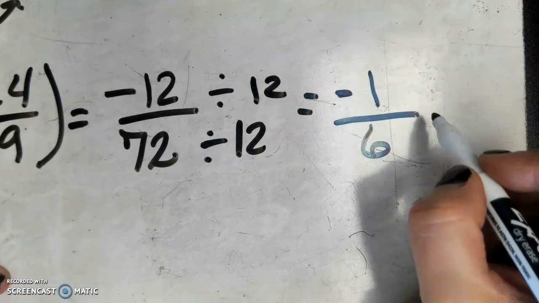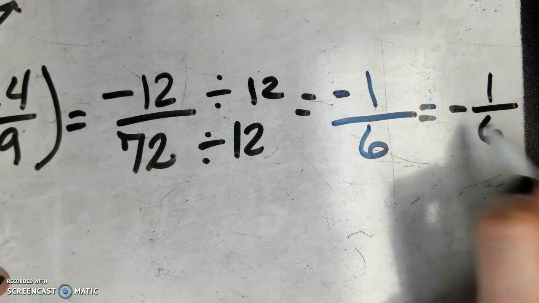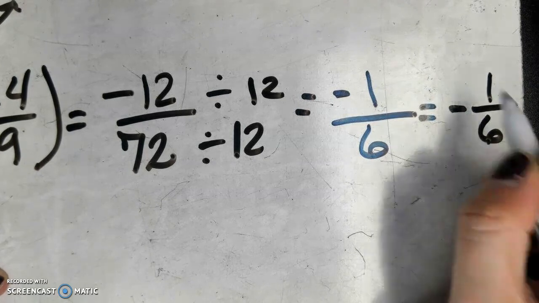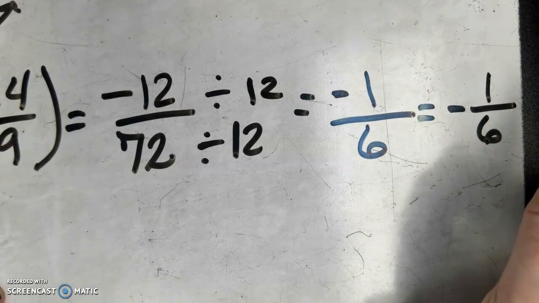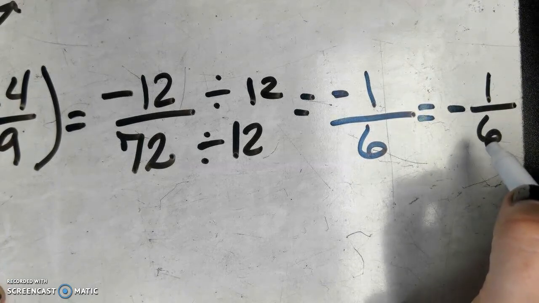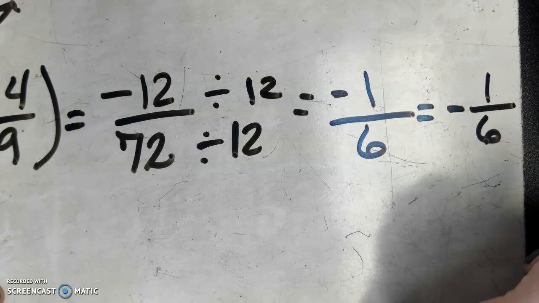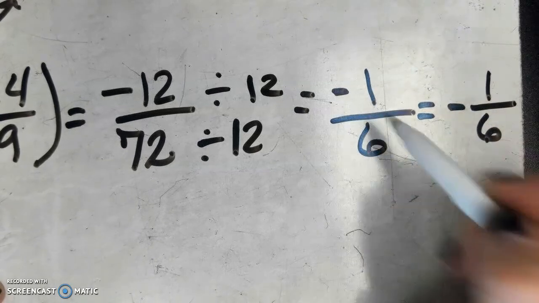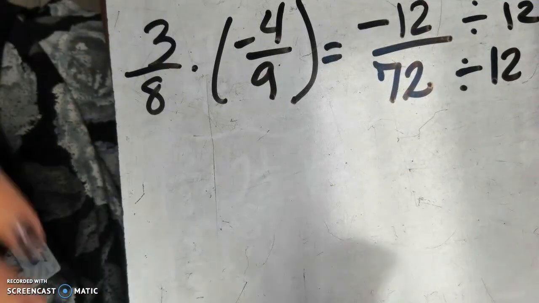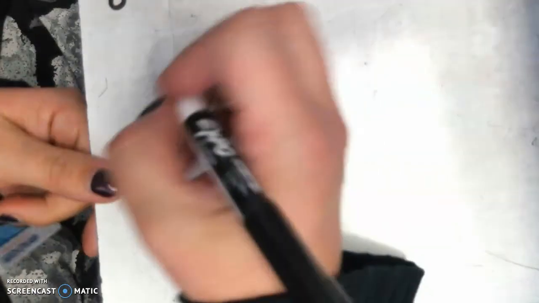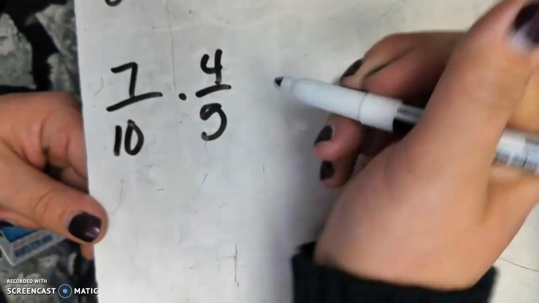Remember on this, I could write this as negative 1/6, with the negative out here in front. Either of those is acceptable. If you have the negative on the bottom, that still means the same thing, but it's really not proper. We don't want to leave a negative down here in the denominator. So out here in front or up here with the numerator. Okie dokie. All right, next problem is 7/10 times 4/5.